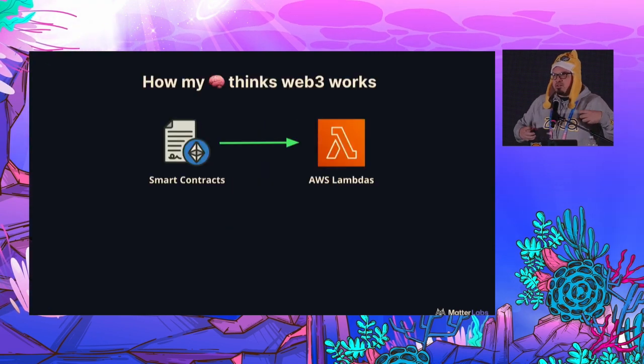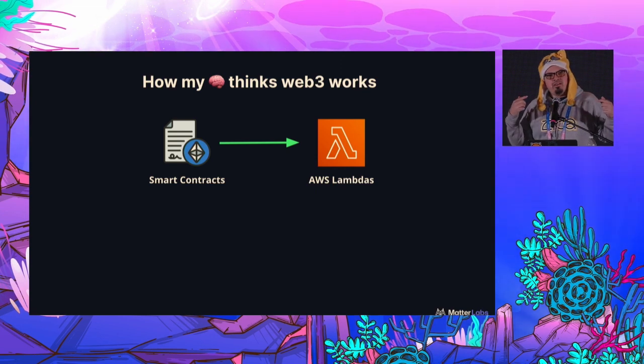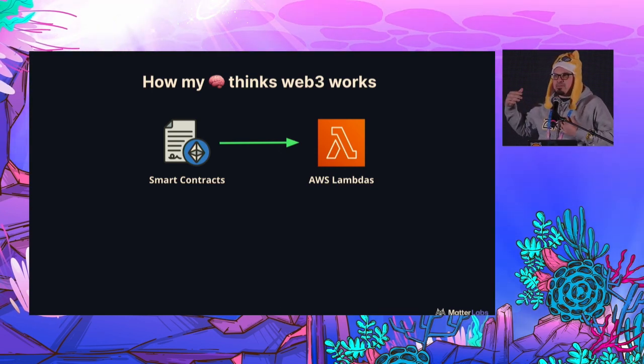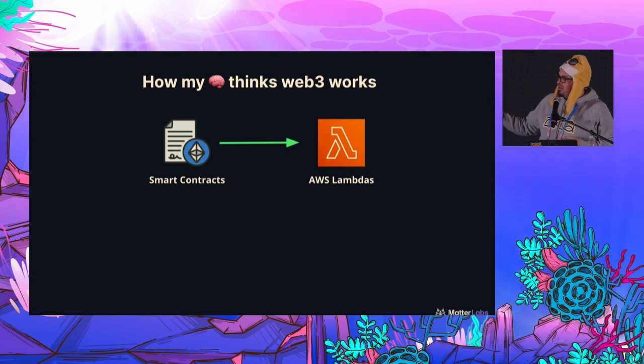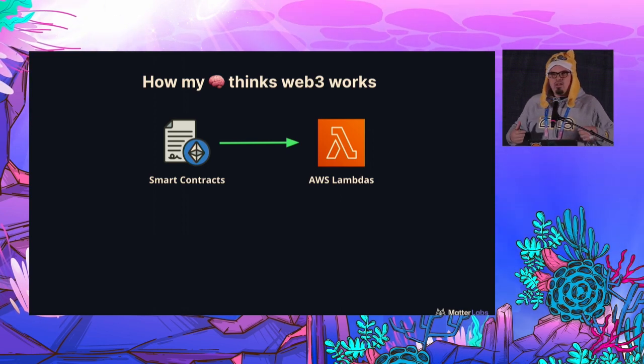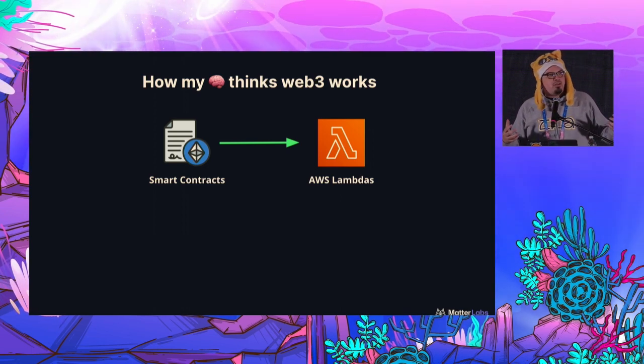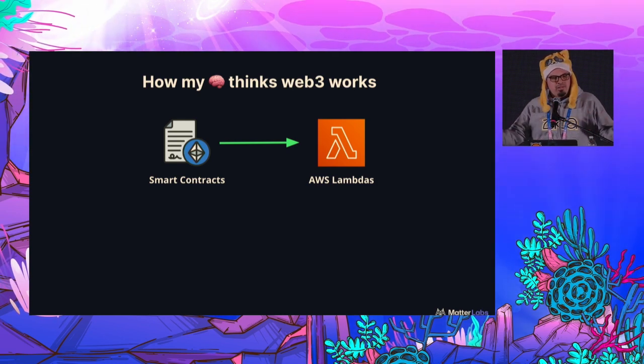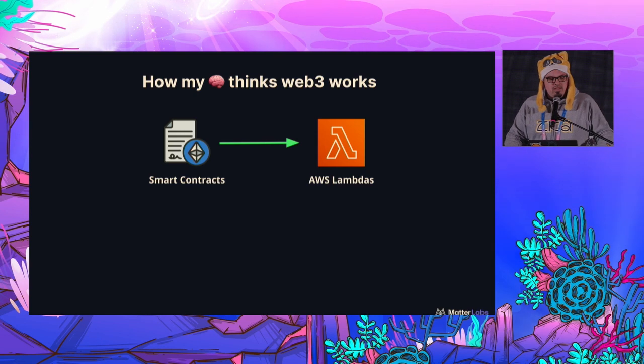So before going a little further into the presentation, I want to talk about my mental model of how I've come to think about Web3. For me, I think about Web3, and specifically smart contracts, as kind of like AWS Lambdas. For those who don't know, AWS Lambdas are serverless computing functions hosted by Amazon, and they're super convenient and easy to use.